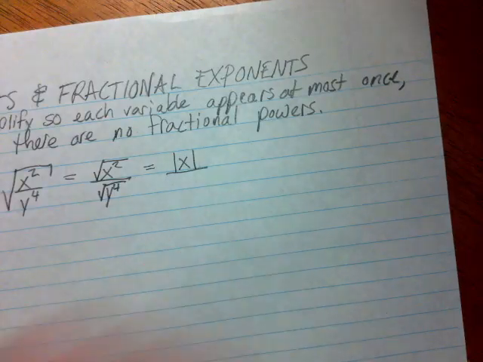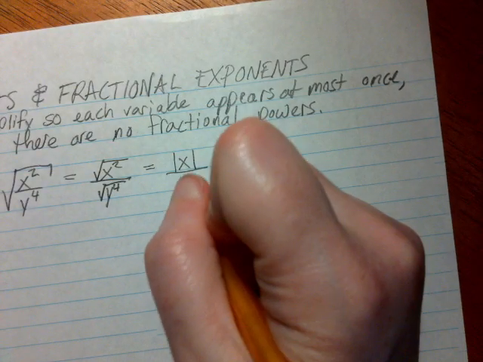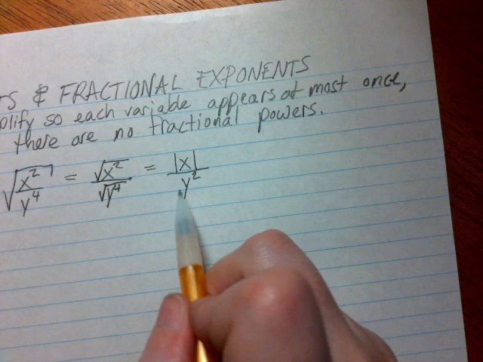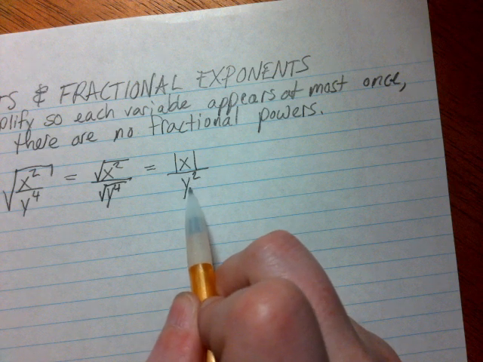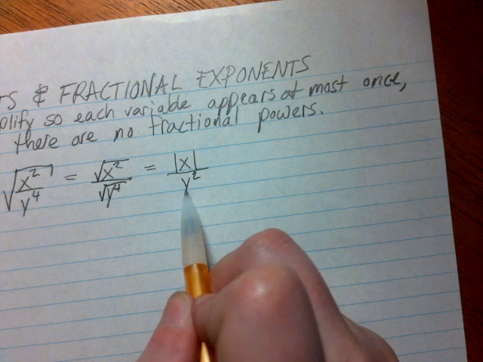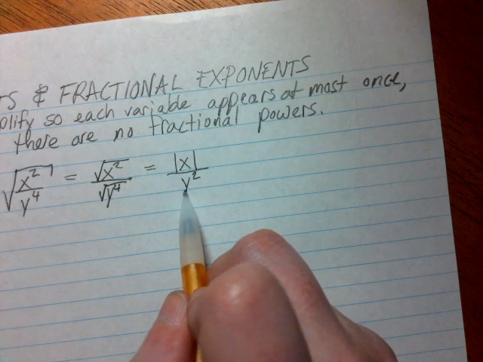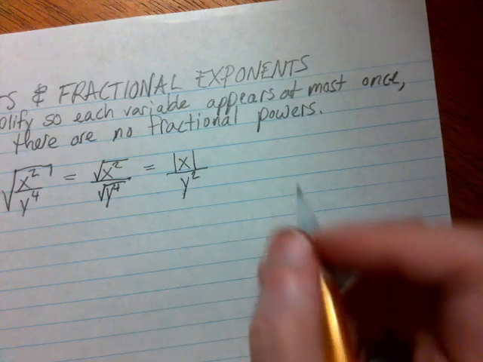And now, confusingly, for the bottom one, I'm just going to do y squared. You could do absolute value of y squared, but you don't have to, because by squaring, that's already going to make whatever you put in there positive. So you don't need to do that.